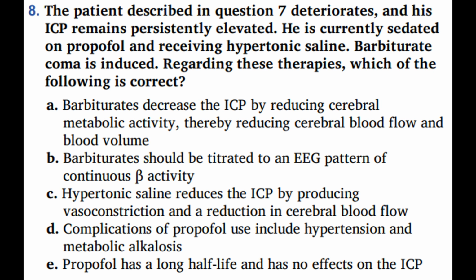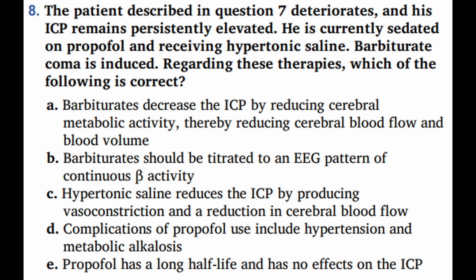A. Barbiturates increase the ICP by reducing cerebral metabolic activity, thereby reducing cerebral blood flow and blood volume. B. Barbiturates should be titrated to an EEG pattern of continuous beta activity. C. Hypertonic saline reduces the ICP by producing vasoconstriction and reducing the cerebral blood flow. D. Complications of propofol use include hypertension and metabolic alkalosis. And E. Propofol has a long half-life and has no effect on the ICP.